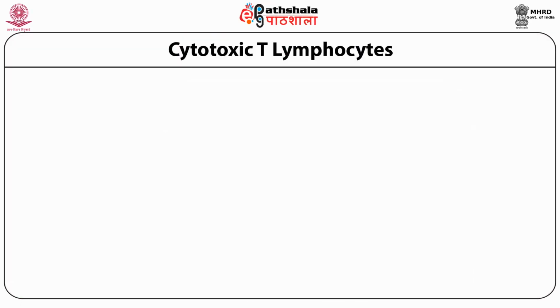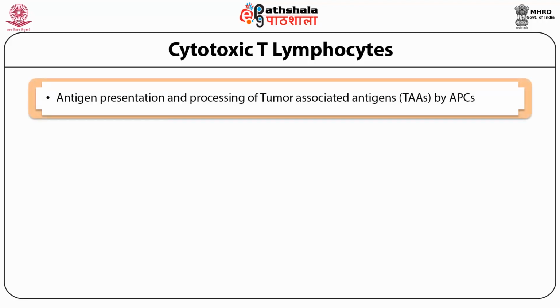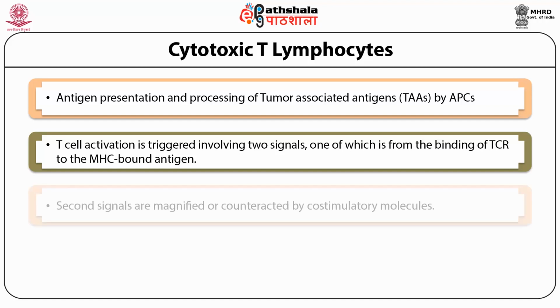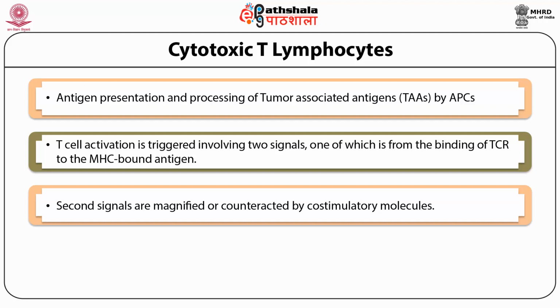Other than tumor-infiltrating lymphocytes or the TILs, there are cytotoxic T lymphocytes, which also recognize the tumor-associated antigens presented by APCs. When TAAs or tumor-associated antigens are processed and presented on the MHC by antigen-presenting cells, T cells are activated. This activation is triggered by two signals, one of which is from the binding of the TCR to the MHC-bound antigen. Then signals are magnified or counteracted by co-stimulatory molecules.